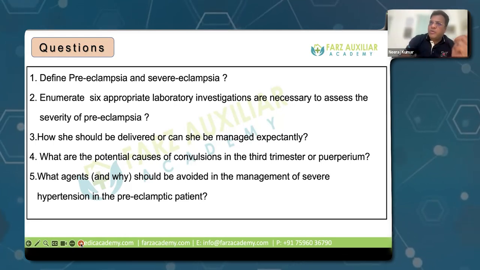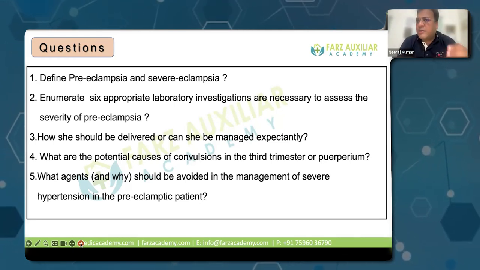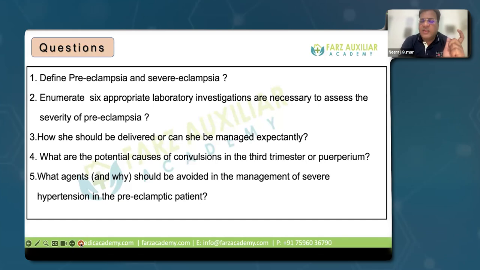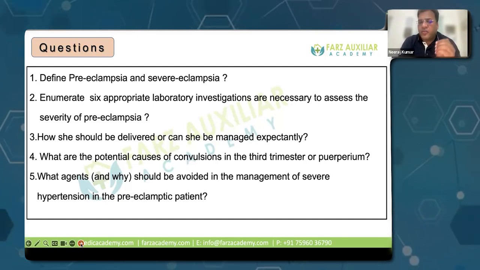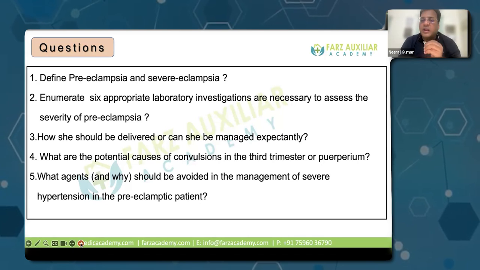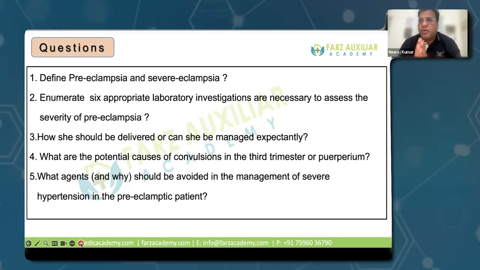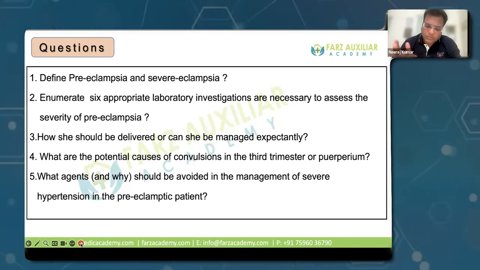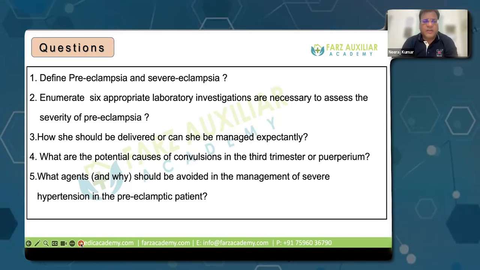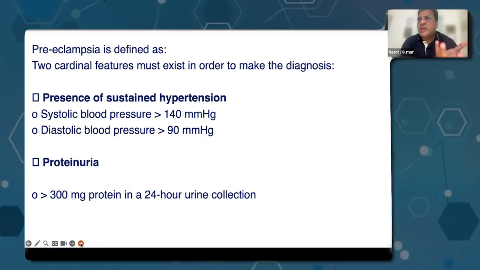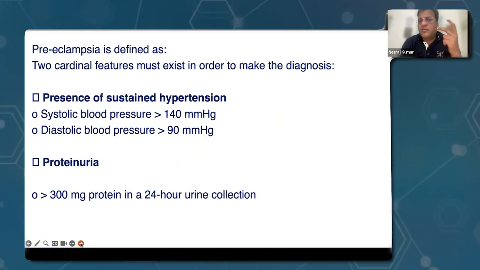So what could be the probable cause of convulsion in the third trimester of pregnancy or puerperium, and what are the agents that you will not use in the management of severe hypertension, especially in preeclamptic patients. So these are five important sets of questions, and each question has to be answered. If in the real exam you have to answer, then you have to answer like that.